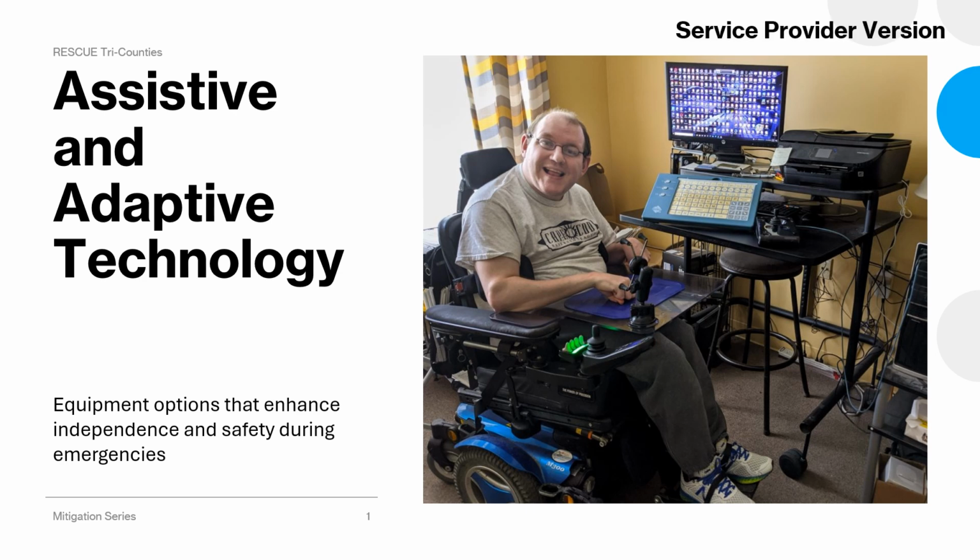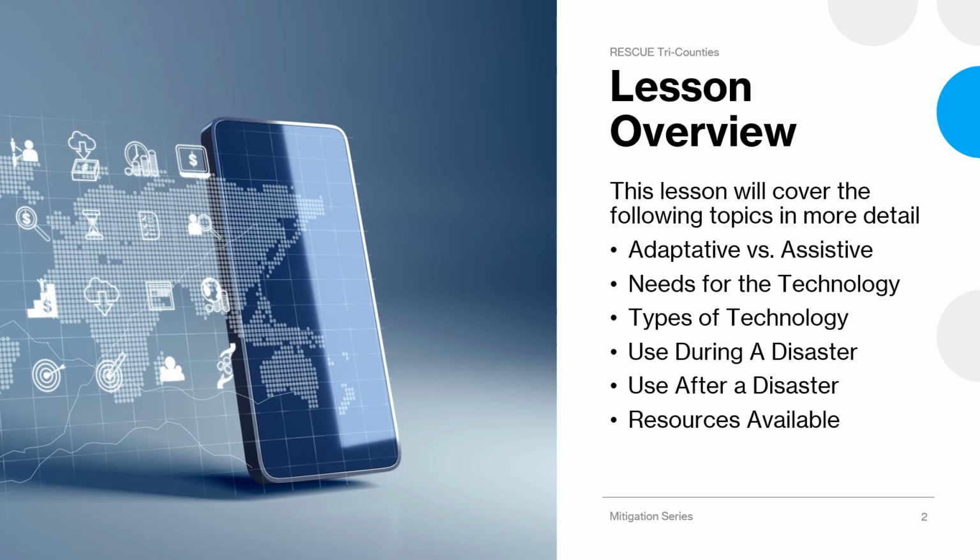Continuing our mitigation series, today's lesson will cover assistive and adaptive technology and how it can help the person that you care for or provide services for during and after a disaster. Before we begin, here's a quick overview of today's lesson. Today we're going to cover the following topics in more detail: adaptive versus assistive technology, the needs for the technology, the different types of technology, use during and after a disaster, and the resources available.